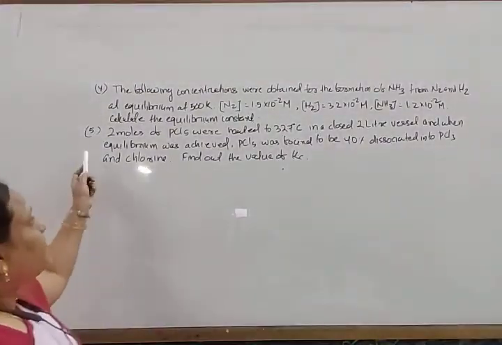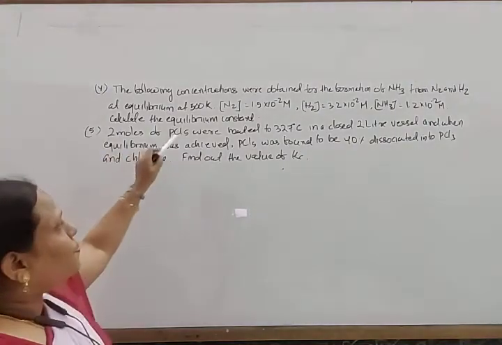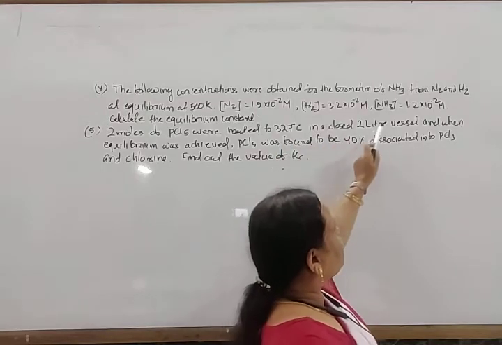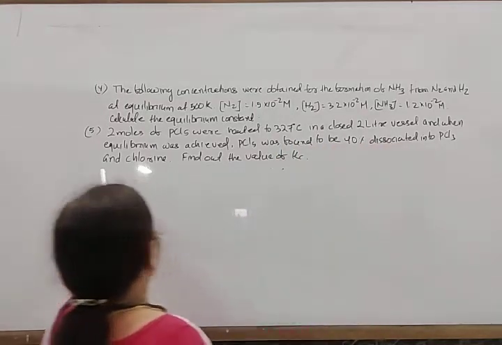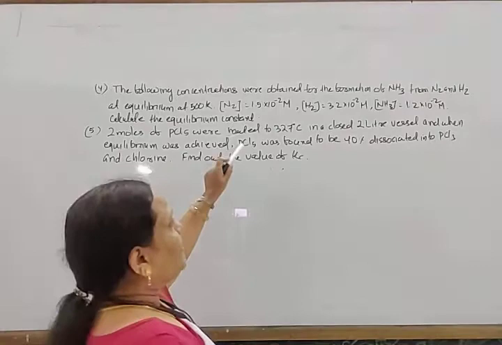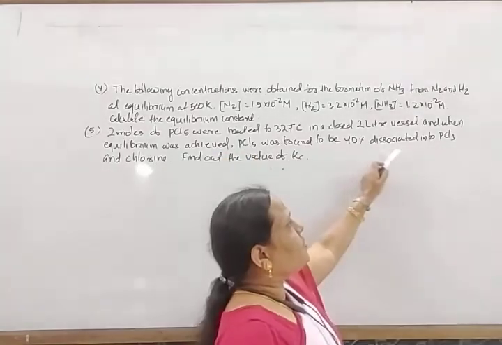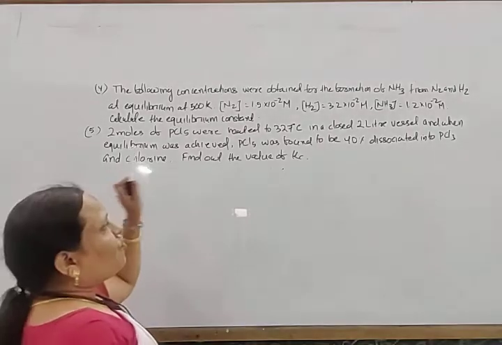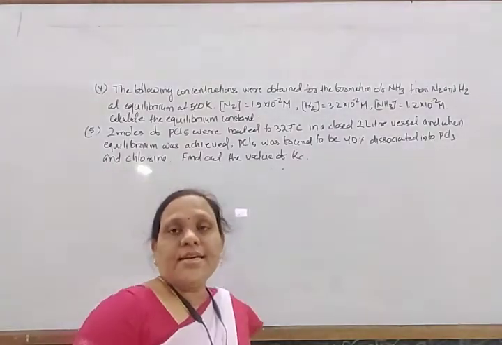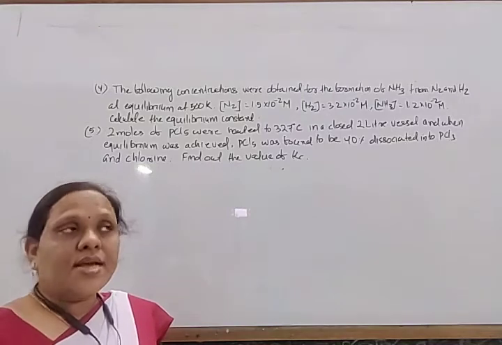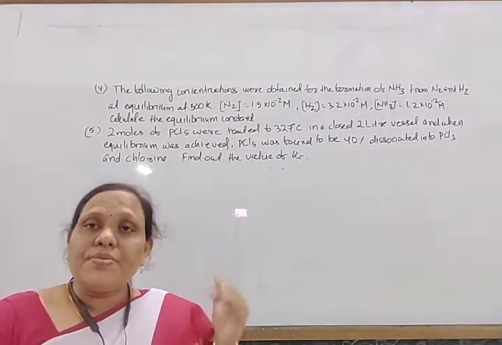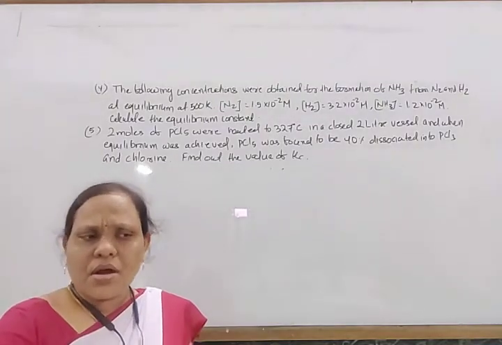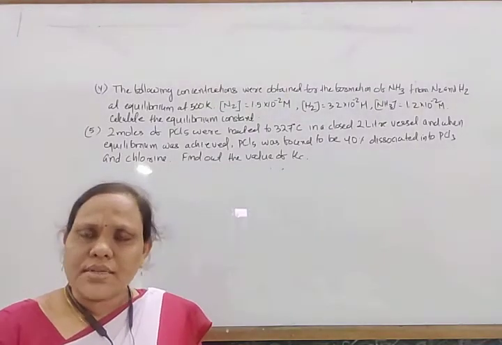Next come to question number 2. 2 moles of PCl5 were heated at 327 degrees Celsius in a closed 2 liter vessel, and when equilibrium was achieved, PCl5 was found to be 40% dissociated into PCl3 and chlorine. Find out the value of Kc. So this question is a different type. If the concentrations at equilibrium are given, just substitute them and you can find out Kc.